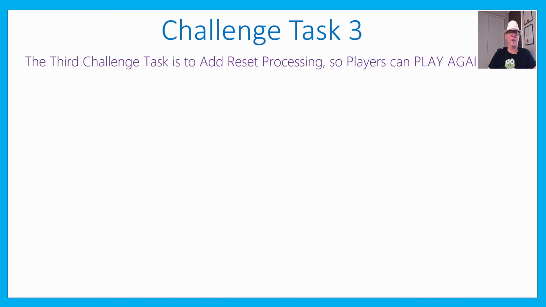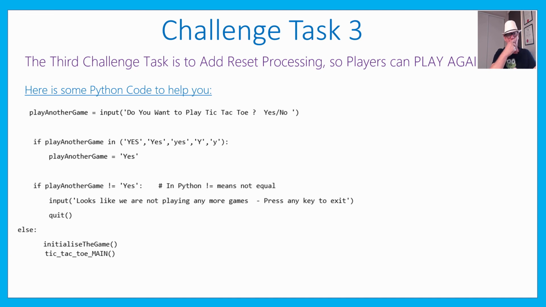This is challenge task 3. The third challenge is to have this reset processing. So if the game's finished, people want to play again. Here's some Python code to help you. You have something like play another game equals, get input from the user, a yes or no answer. If the player types yes in big letters, any of those types of yes is okay, play another game equals yes. If not equals, which is exclamation mark equals in Python, so that means not equals, if they don't say yes, okay.